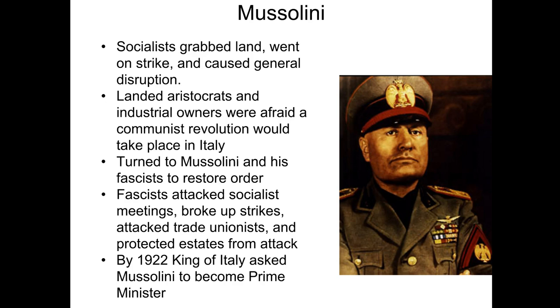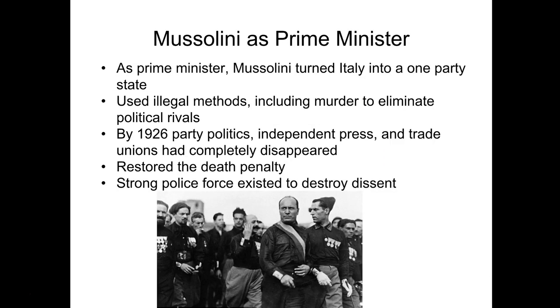The black shirts kind of took the place of the police and the military. So Mussolini becomes prime minister, and as prime minister, he turns Italy into a one-party state, does not allow for other political parties or political action, and uses illegal methods, including murder, to eliminate political rivals. He sometimes just jails them without cause, but in extreme cases, he kills them.